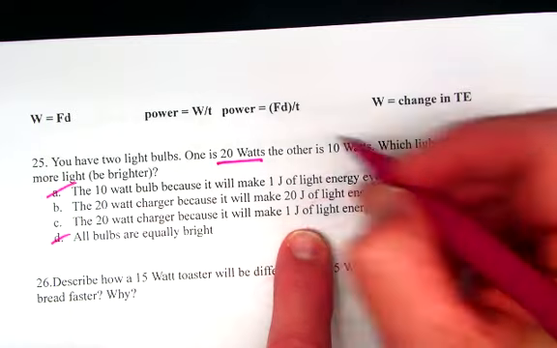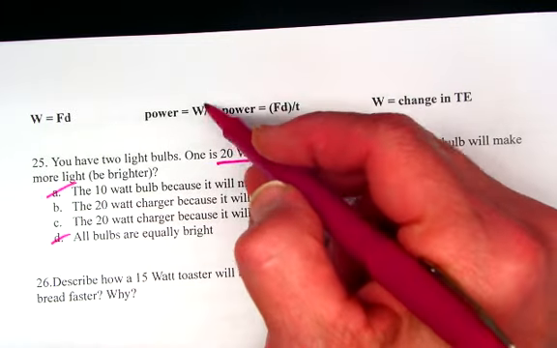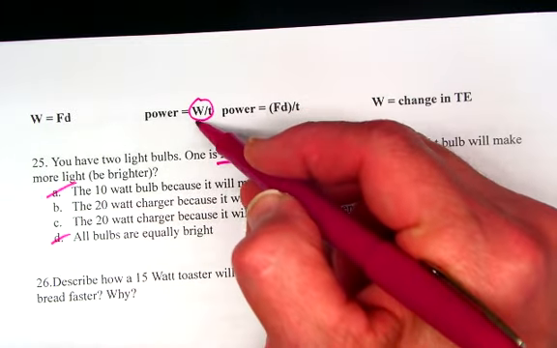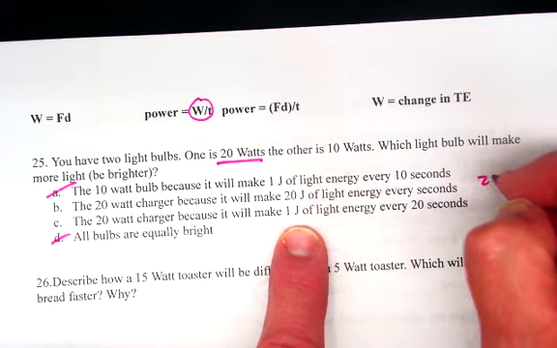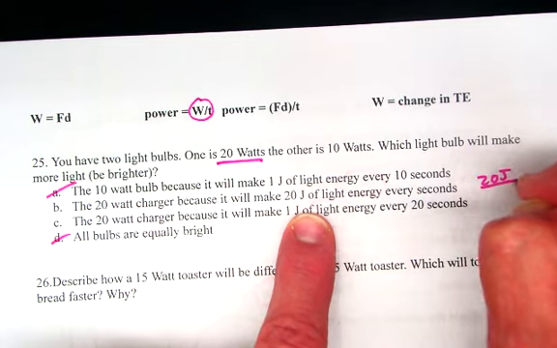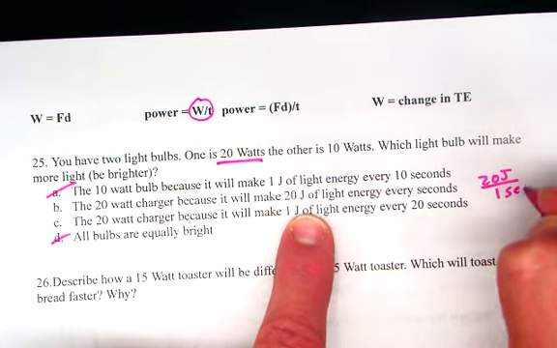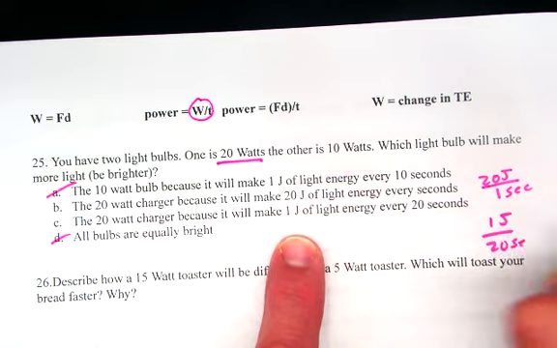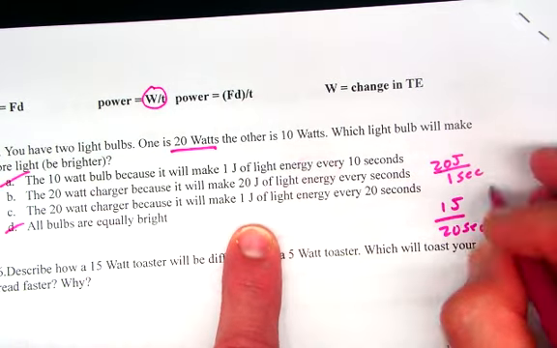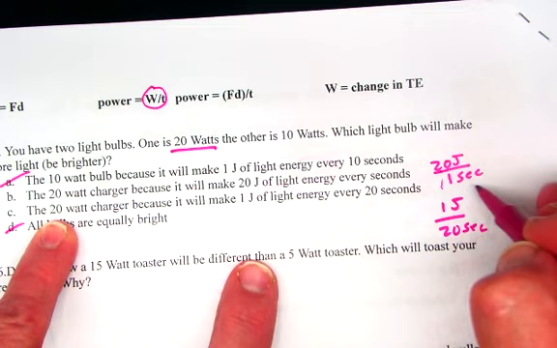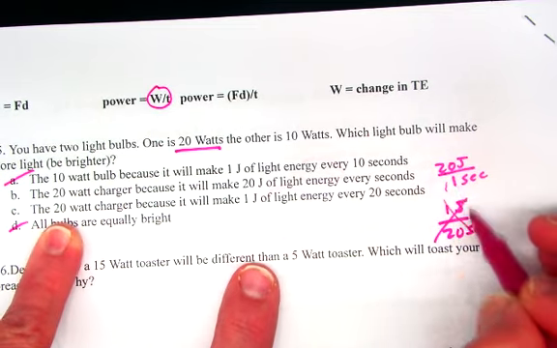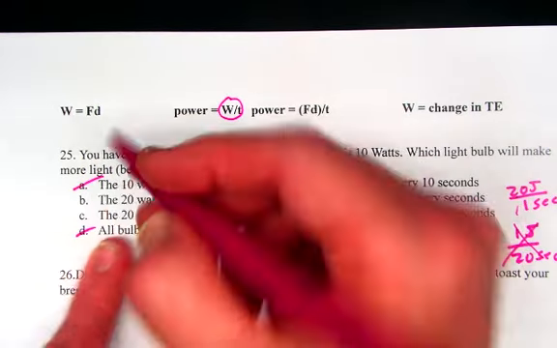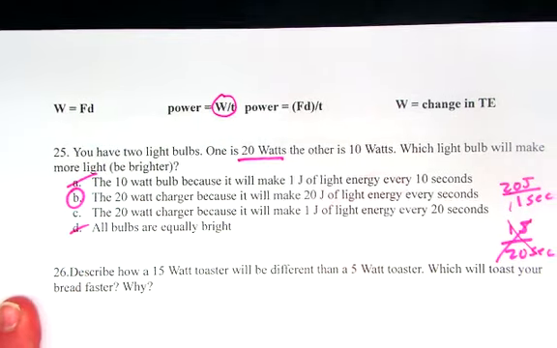So this becomes kind of a math problem. If you're taking your work divided by your time, they're asking, is it 20 work, which is the joules, over 1 second? Or is it 1 joule over 20 seconds that's going to give you the answer of 20 watts? This one will not, so it has to be the 20 joules over 1. The correct answer would be B.